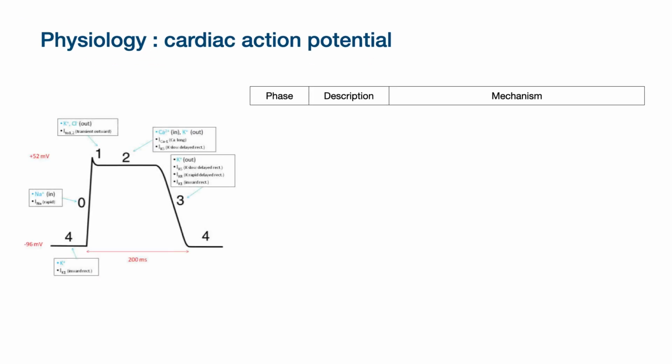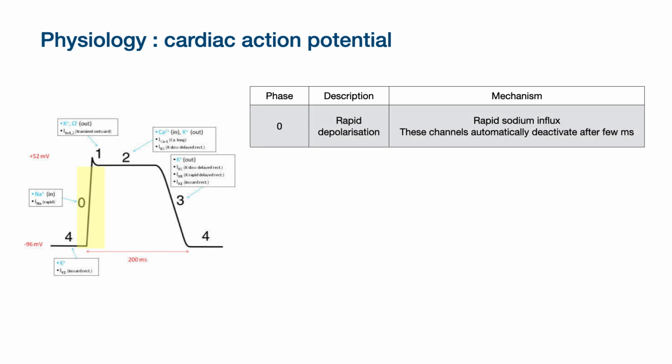This slide shows the cardiac action potential, which is what occurs at the membrane level. Phase 0 is the rapid depolarization phase where you see rapid sodium influx into the cell. These channels automatically deactivate after a few milliseconds. And it moves on to phase 1, which is the early repolarization phase, where you see efflux of potassium.